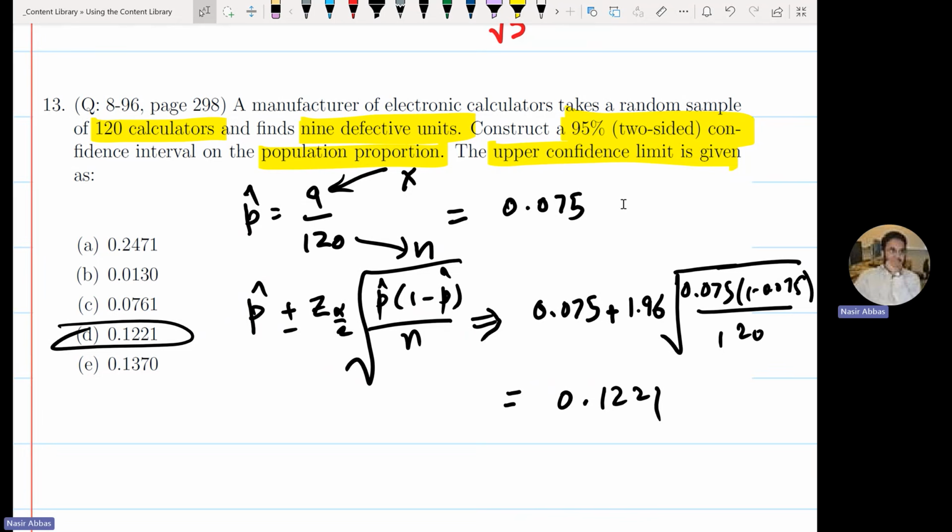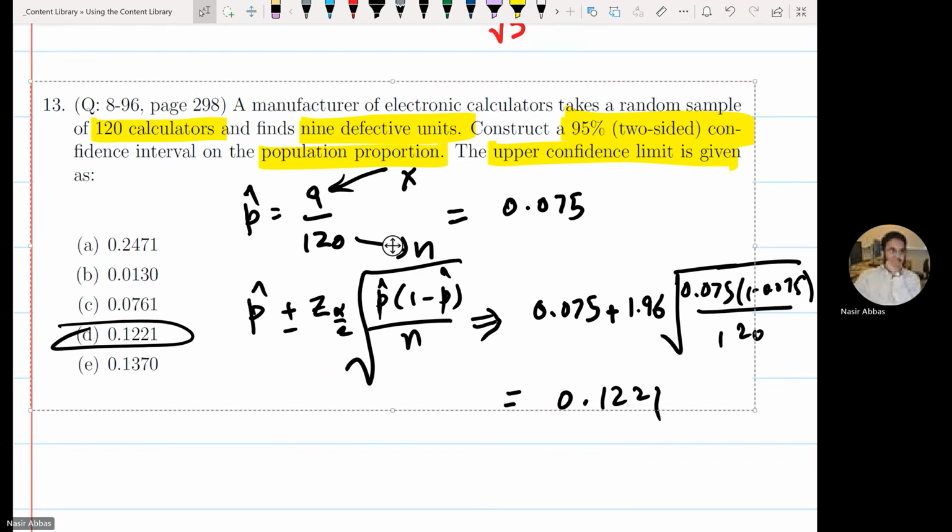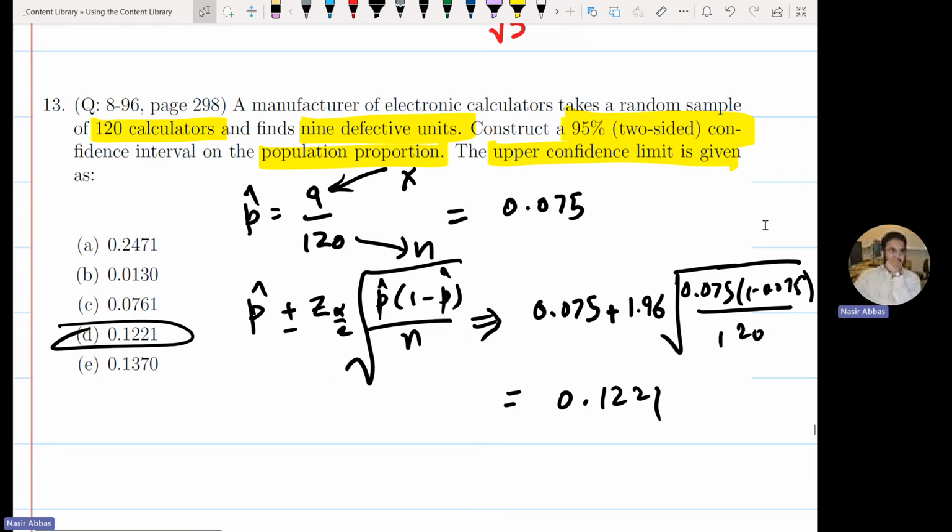What is the question? Construct a 95% confidence interval on the population proportion of what? The question should clarify that you are talking about the proportion of defectives. This can be another trick, that we give you a number of defectives and ask you for the proportion of non-defectives. In that case, you must find the proportion of non-defectives from the sample. So the question should have clarified this one. Valid point.